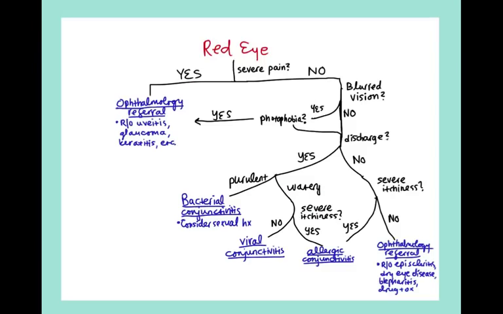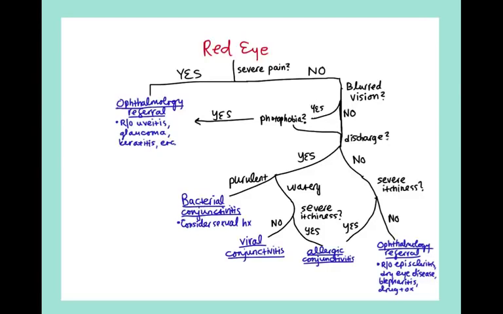And this is what I like to use for differentiating red eye, determining what to do. So this is a little algorithm that I like to use. If you have a patient come in with a red eye, the most important question to ask them is, how's the pain? If they rate it at a 10 out of 10 or an 8 out of 10, then you're going to be referring them to ophthalmology because you're concerned of uveitis or glaucoma, which is going to need to be treated by an ophthalmologist on an emergent basis.